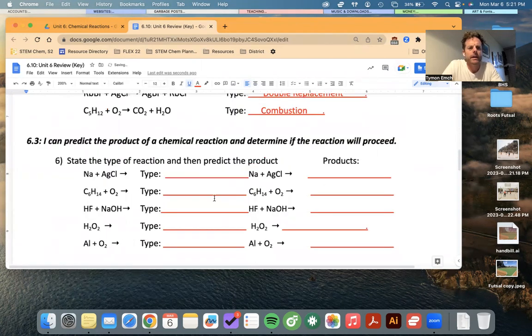Cool, cool. Now we're going to do the same thing, but we're going to try and predict some products here. Okay, so this right here is a single replacement. Na is positive, so it's going to knock out the Ag. So Ag is going to be all alone, and then it's going to be NaCl. This right here is a combustion. So in combustion reactions, we know that water and carbon dioxide are always formed.